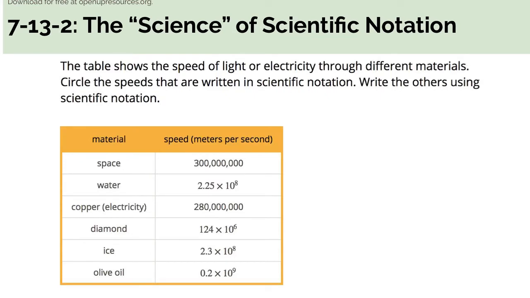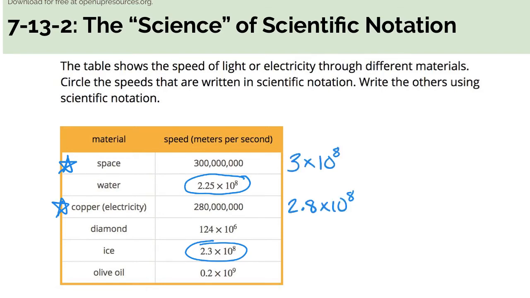All right, in this table, the two that are written in proper scientific notation are the speed of light through water and the speed of light through ice. The rest are not written in proper scientific notation. So we are going to do that. I first want you to try to do space and copper on your own, and then we'll talk about them when you're ready. Okay, there are the ways that you would write those two in proper scientific notation.